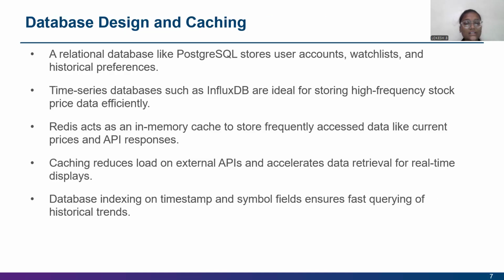This is the database design and caching. A relational database like PostgreSQL stores the user accounts, and time series databases such as InfluxDB are ideal for storing high frequency stock data, and caching reduces load on external APIs and accelerates data retrieval for real-time displays.